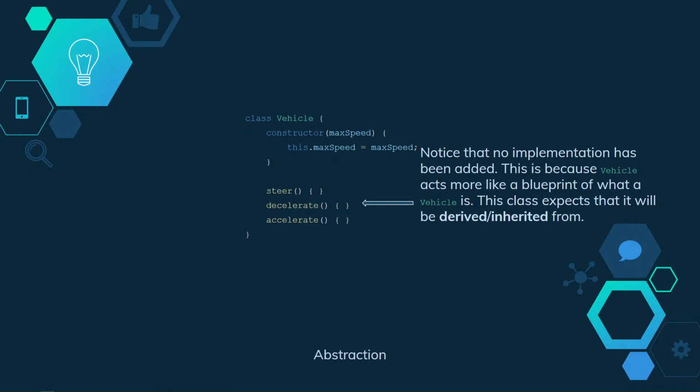Here I just put a note that no implementation has been added. This is because vehicle acts more like a blueprint of what a vehicle is, and this class expects that it will be derived from or inherited from, hence why there are no implementation details. Now, in languages like Java, you usually have a specific attribute that you would associate with a class called abstract. So you would say something like public abstract class. In C#, you would do the same thing. In C++, there is no abstract keyword. The way you specify an abstract is you set the methods equal to 0. That would make it abstract.